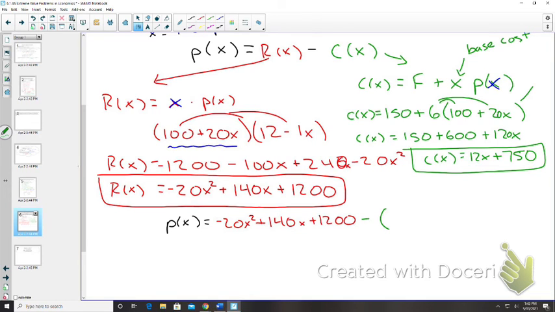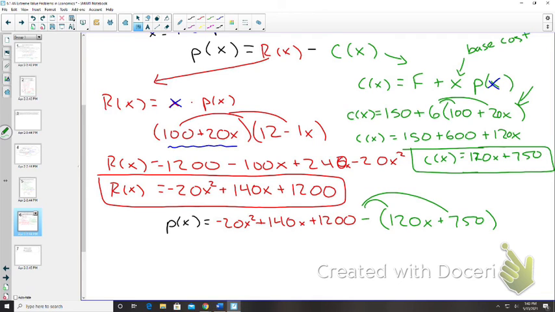Okay, so sorry about that. Right here I made an error. It should be 20x. Okay, so instead of it being 12x plus 750, it should be 120x. My apologies. Just off by a factor of 10. Okay? So anyway, we're going to subtract that. So it's subtract 120x plus 750. Let's go ahead and distribute that negative sign in there. So you'll have negative 120x and negative 750.